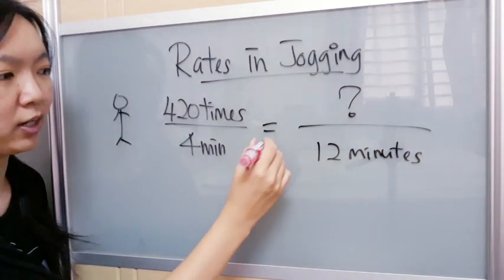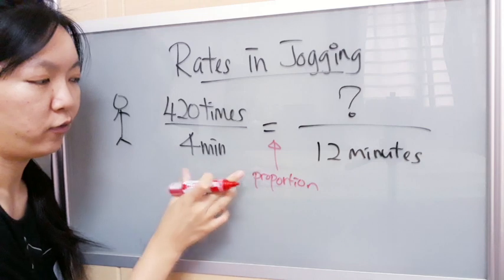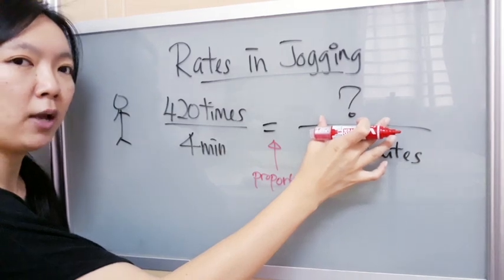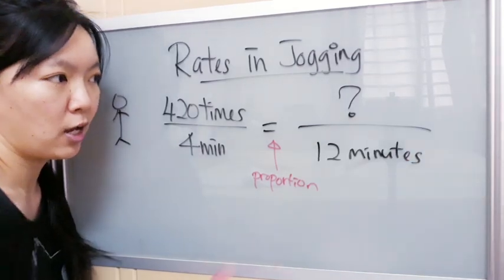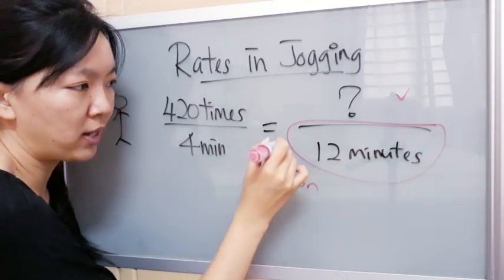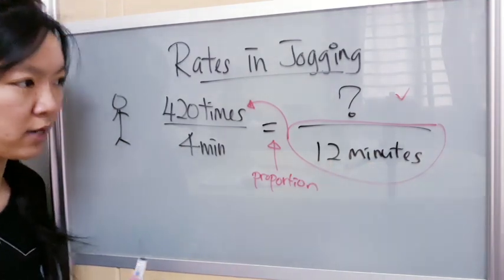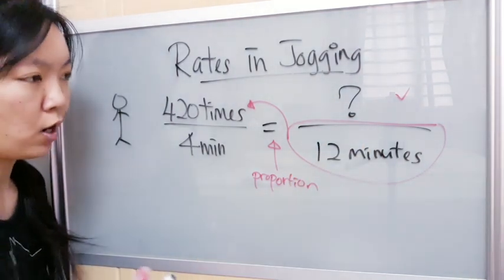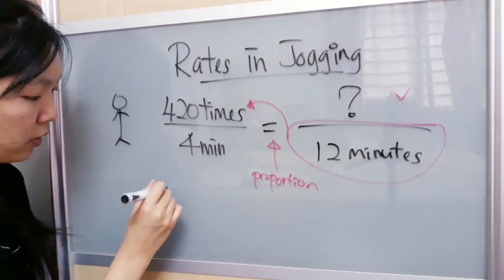First, we have to put an equal sign here because equal stands for proportion. 4 minutes, 420 heartbeats, and 12 minutes, how many heartbeats? So first, check: is the question mark on top? Yes. So I don't move it anymore. Next, I'm going to move all the numbers to the other side so that I can get the question mark alone. As I move this number to the right-hand side, this is divide by a number. So divide, when I cross this equal sign, it will become times.